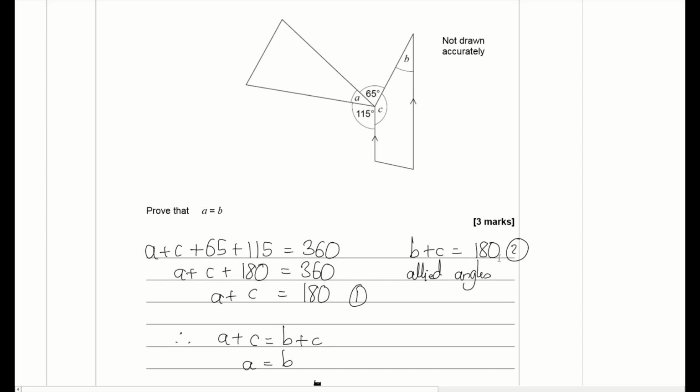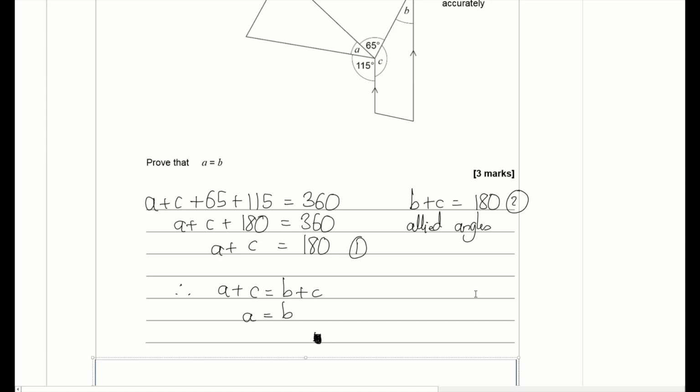For the second equation, we can state directly that B plus C equals 180 also, but underneath I've written allied angles. You must, in a proof, give reasons for your equations or deductions. You can't just state something, because they could interpret it as you just trying to fudge the answer. So the reason for that is because we have allied angles.